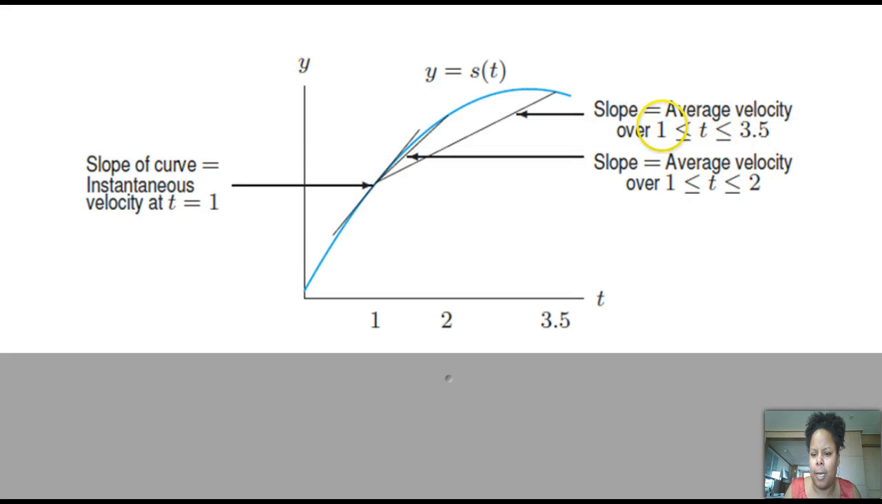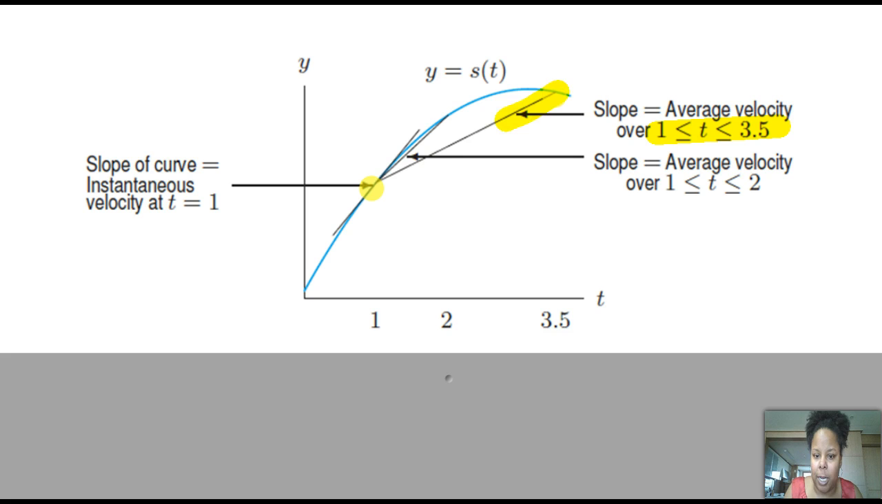So we first take a look at, here we have a general curve function, and then we take a look at the interval between 1 and 3.5. And as we can see here, here's my point for t equals 1, and here's my point somewhere up here for t equals 3.5.